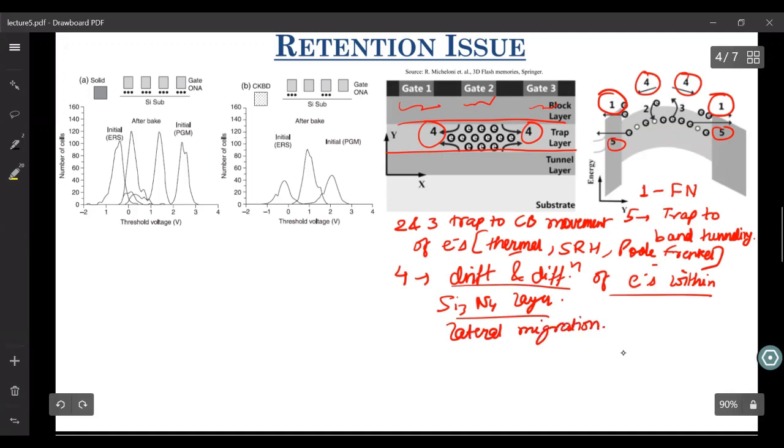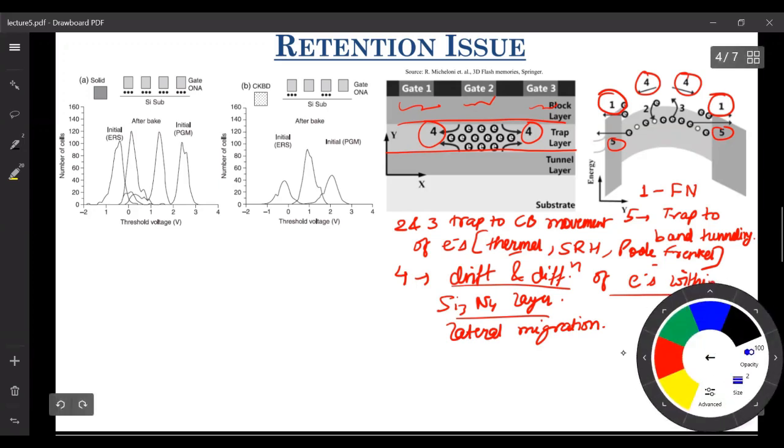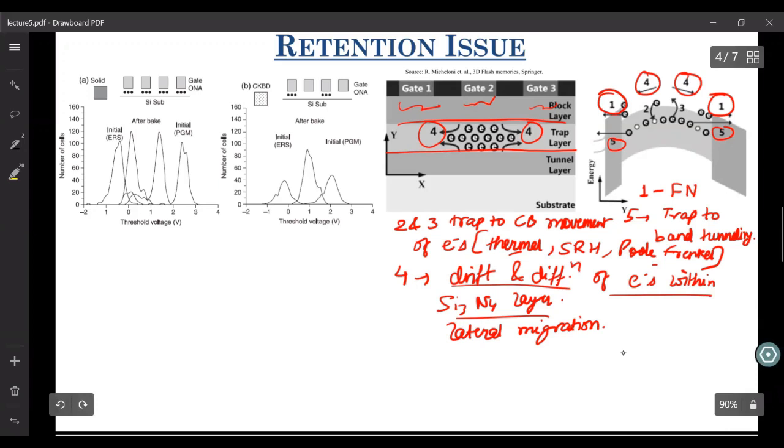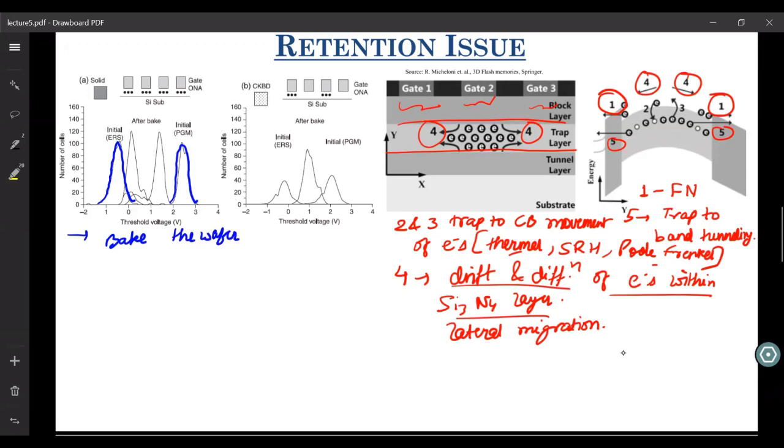And this is really one of the major concerns of 3D NAND flash memory. So how do they characterize the reliability of 3D NAND flash? They first measure the initial erase distribution and the initial program distribution. Then they bake the wafer. Once they bake the wafer, they give enough energy to the electrons so that mechanisms 2 and 3 get activated, like the thermal and Poole-Frenkel mechanisms.